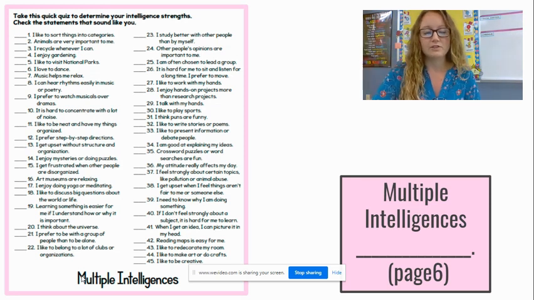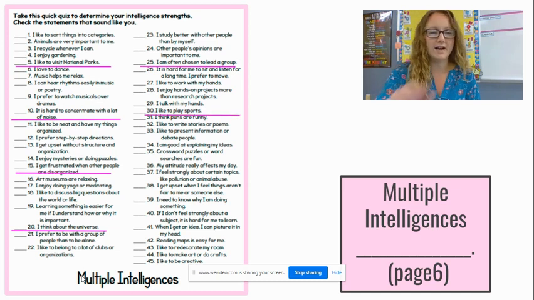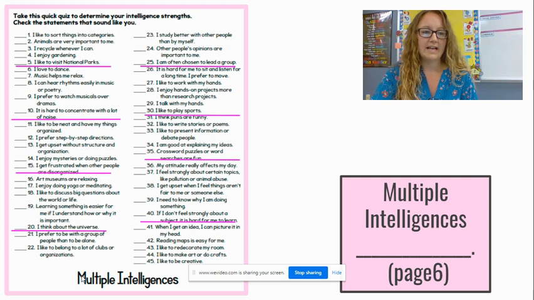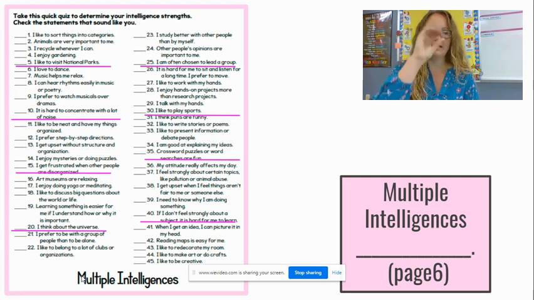So before we score this, what I'd like you to do, if you look on the screen, after every 5 questions, we're going to put a line. So after 5, put a line underneath number 5, number 10, number 15, number 20, underneath 25, 30, 35, and 40. You're just adding a line underneath. And these are going to represent the 8 different multiple intelligences.